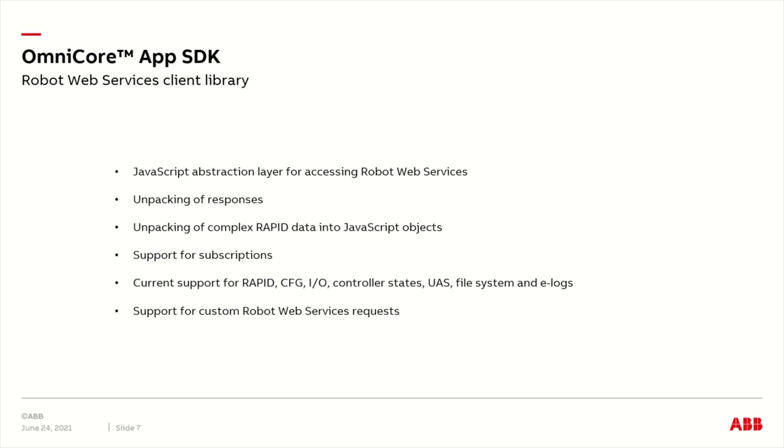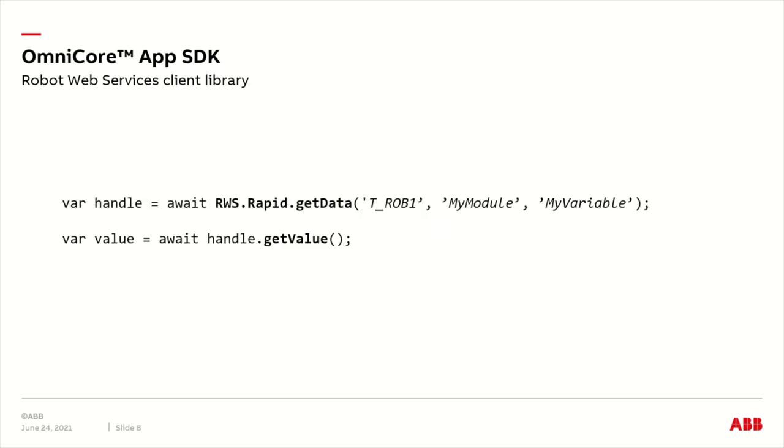Robot Web Services is a quite extensive API, and not all parts of it are covered by the client library. Currently there is support for Rapid, CFG, I/O, various controller states, UAS, file system access, and eLogs. Should the more rarely used parts of Robot Web Services be required, there is also support for making custom requests.